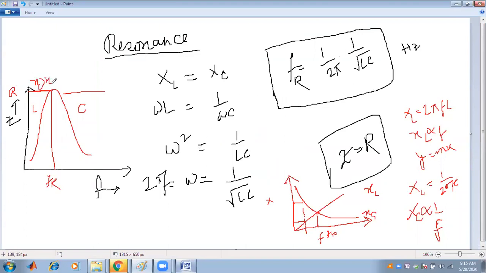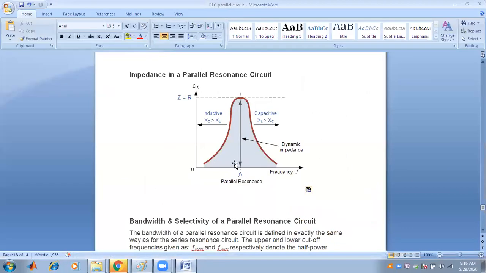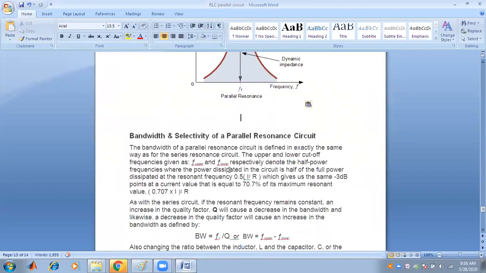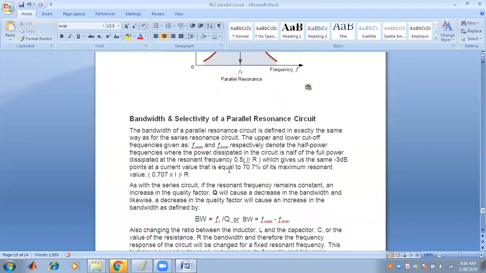And for this other part, which value is greater? For any instant, if I draw a perpendicular line, we will see that the value of XL is much greater compared to XC. So in this part, XL is dominating over XC. So this is the capacitive part and this is the inductive part, as given here. Now we are concentrating on the bandwidth and the parallel resonance circuit.